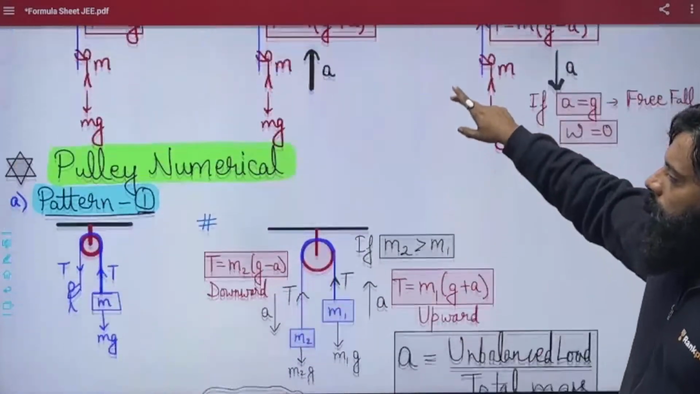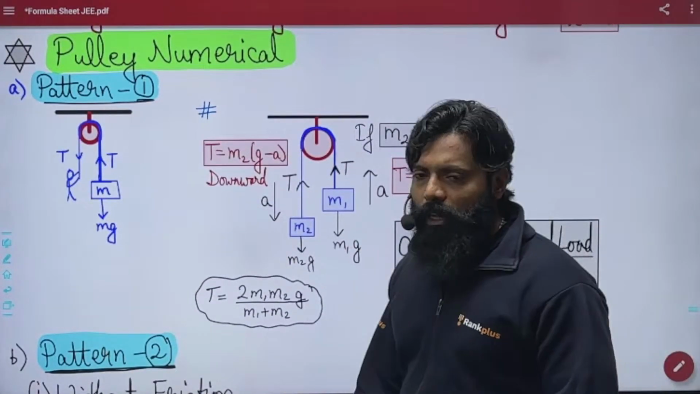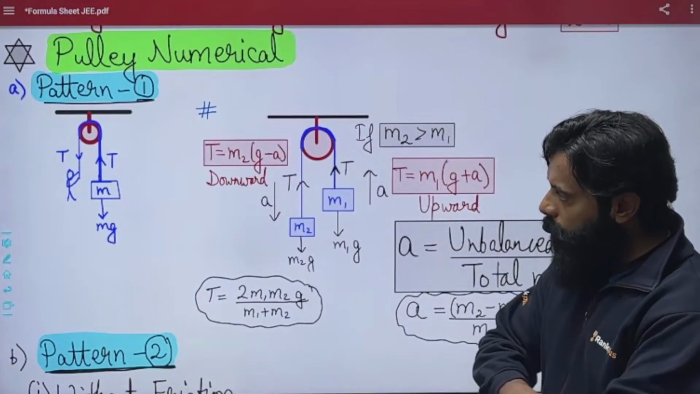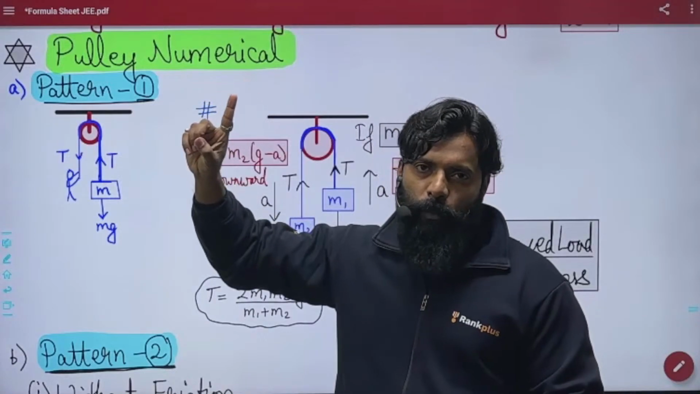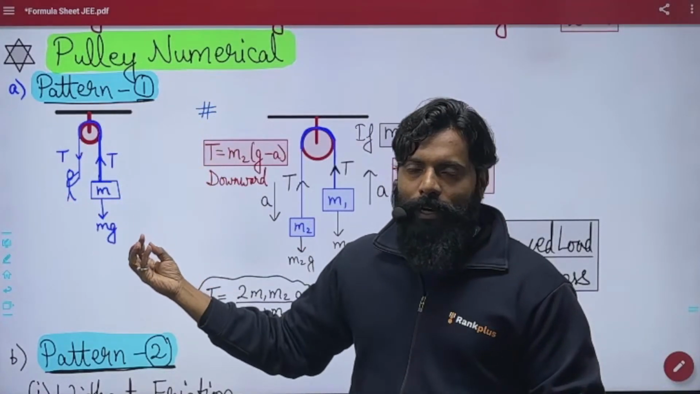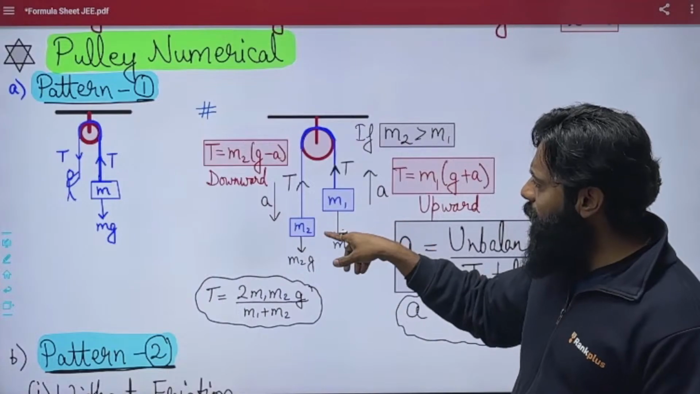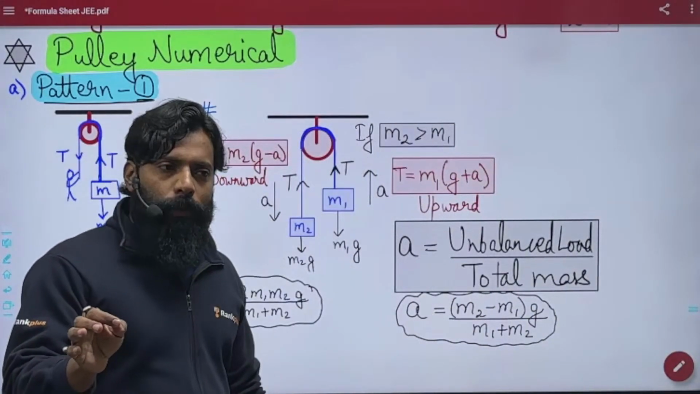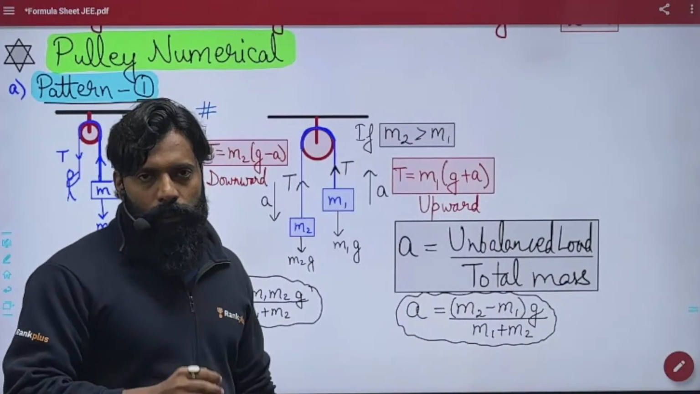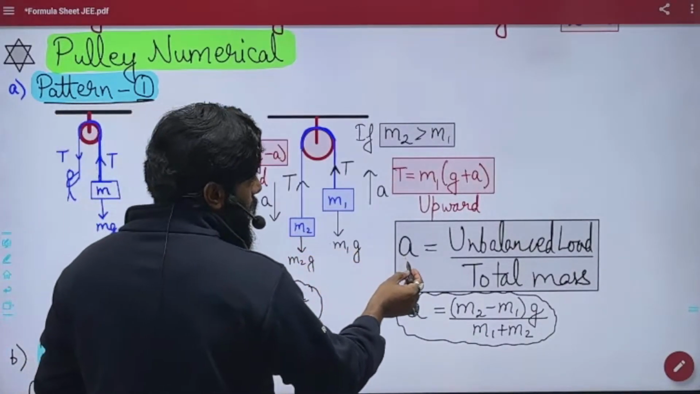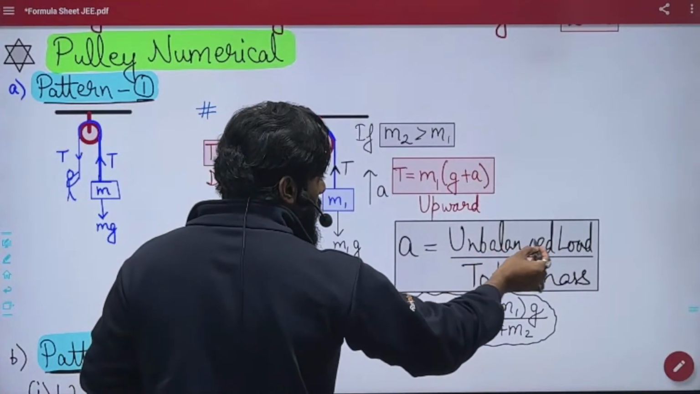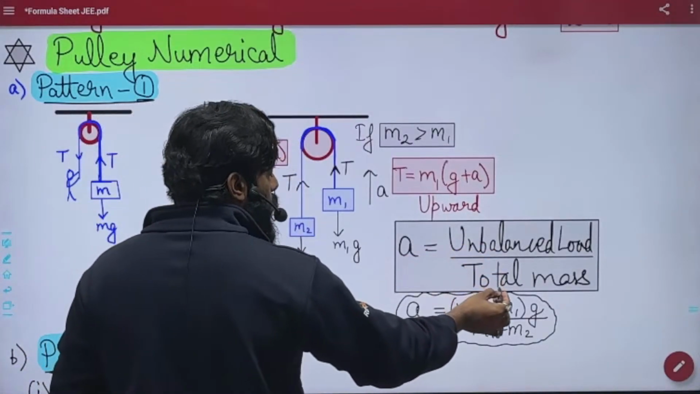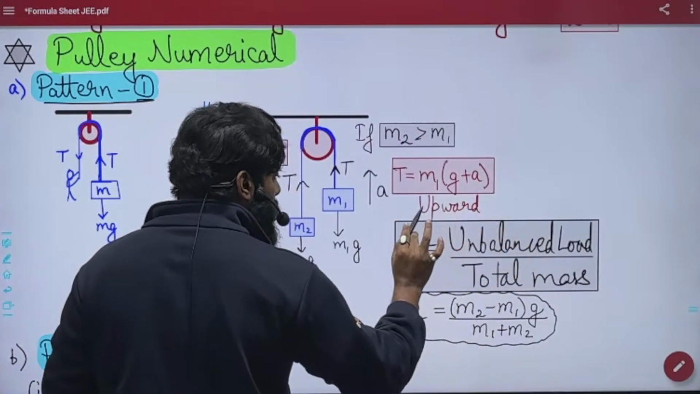Next, let's move to the numericals related to the pulley. The first type of numerical you will get has only one pulley, and you will have two weights joined there, m1 and m2. In that case, one side will be heavier than the other. To get the acceleration, you just need the unbalanced load divided by total mass. This is a perfect shortcut trick to get the acceleration.